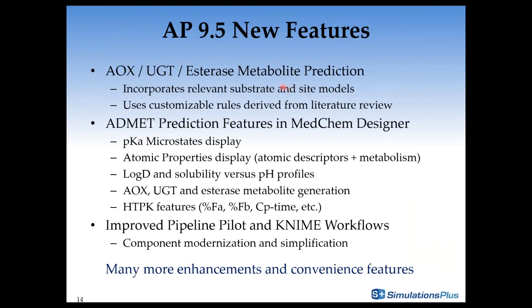We've expanded the metabolite prediction capabilities by now handling aldehyde oxidase, UGT, and esterases. These incorporate the corresponding substrate and site models when they are available. So for example, AOX, as I just mentioned, has both a substrate model and a site model. UGT, we have the existing 9 isoform specific substrate models. These also incorporate some custom rules derived from literature. And I will spend a little more time talking about this during the demonstration.